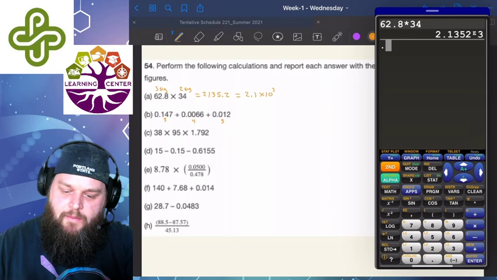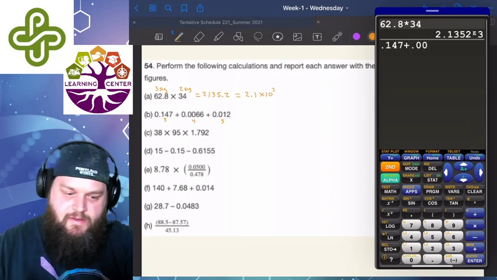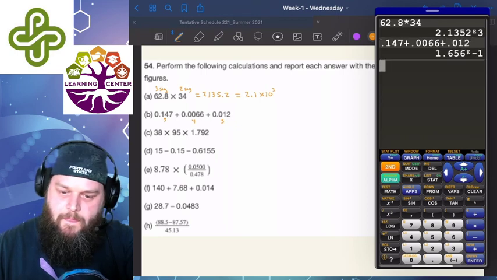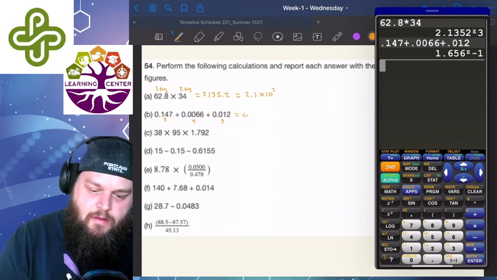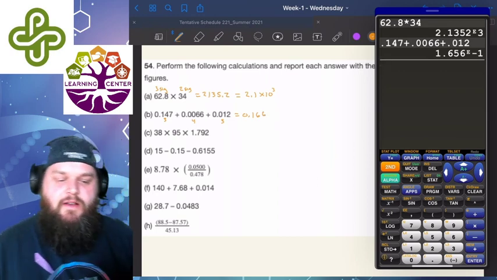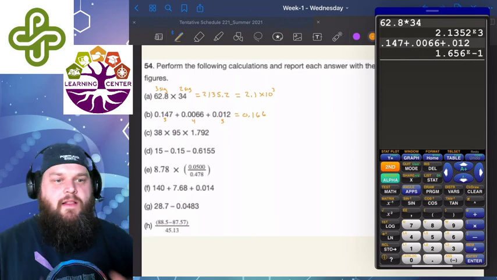So doing that, 0.147 plus 0.0066 plus 0.012. So that's going to equal 0.165. I'm going to round that one up actually. 656 goes to 66, because you always have to round up to that last significant figure that you're looking for.